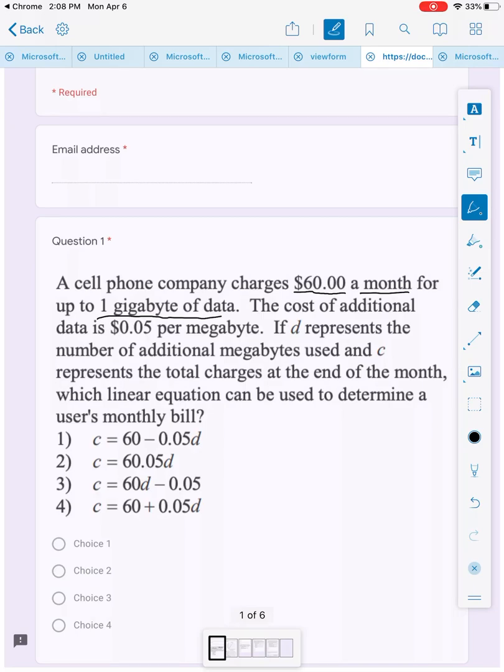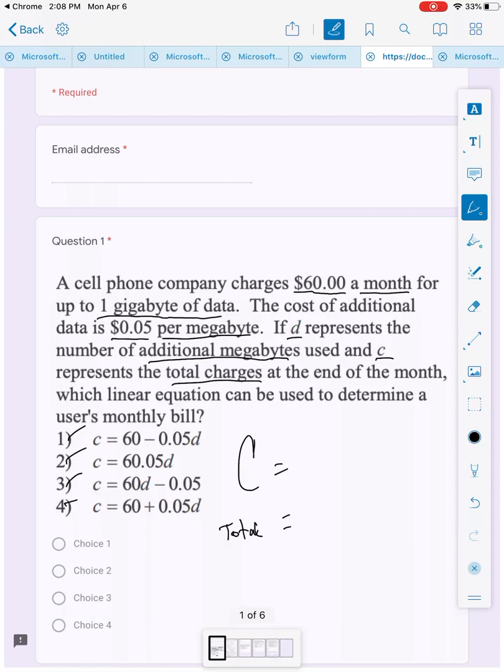It says the cost of additional data is 5 cents per megabyte, and it's going to tell us to let D represent the number of additional megabytes and C represent the total charges. Now, very important is that your variables match. C is going to be our total, and whatever we're buying is going to be equal to that total. So every one of these choices, 1, 2, 3, and 4, have C as the variable for our cost or our total charges.